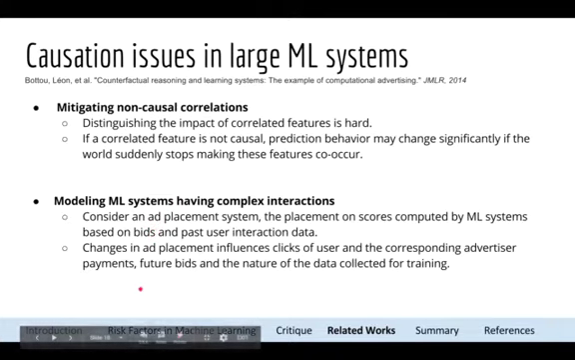Another technical debt of ML systems is modeling complex interactions. Consider an ad placement system in a search engine. The placement depends on the bids of advertisers and on a score computed by ML systems. In these systems, there is a web of different features being dependent on each other, like clicks of users, advertiser payments, future bids, user experience, and so on.